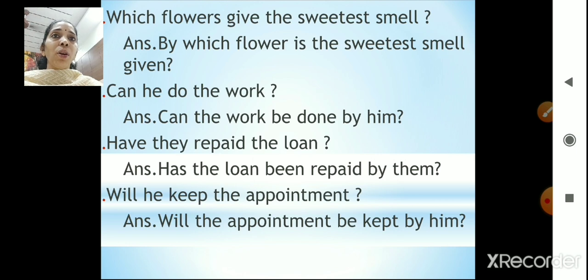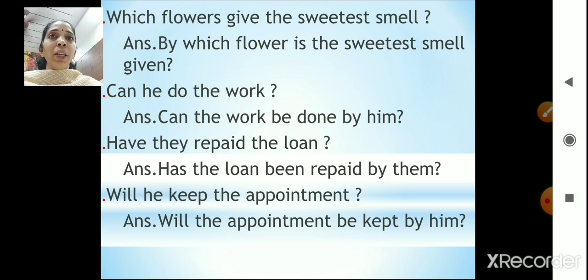Can he do the work? Now what is this can? It is a defective verb. Okay, so can is a defective verb, and in the answer we write it in the passive voice. Can the work be done by him? So it retains the position. Did you notice that? Okay.